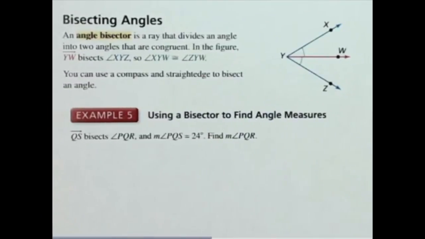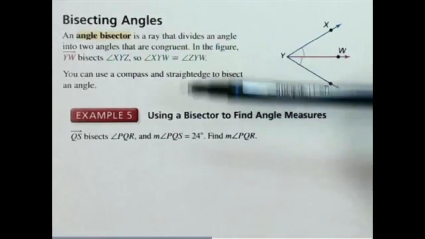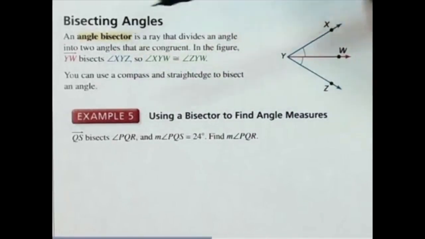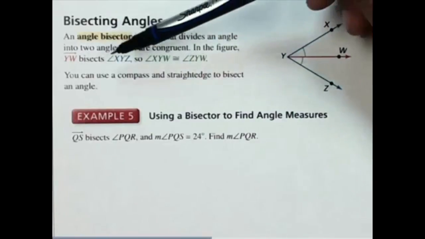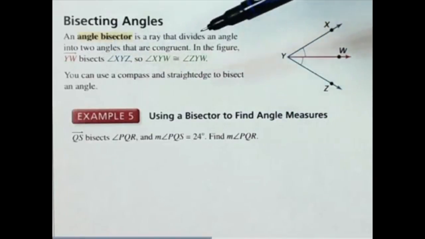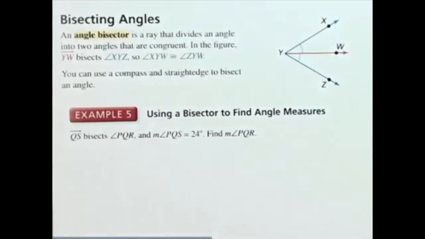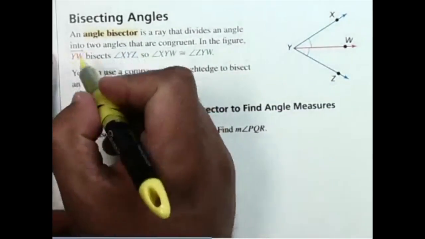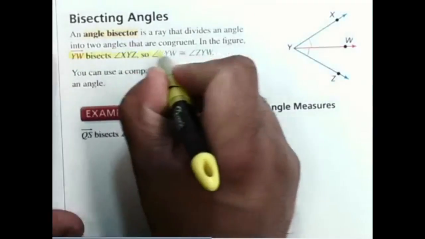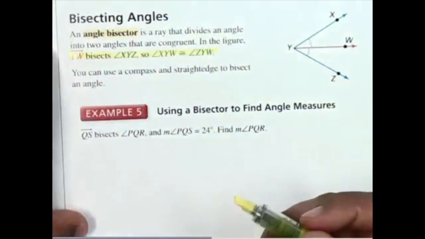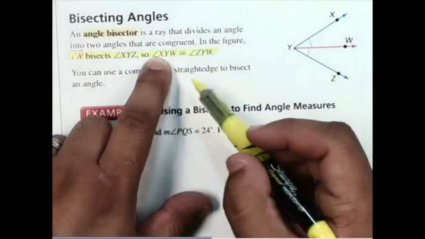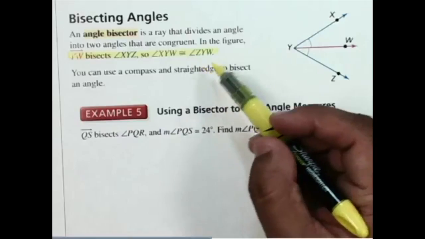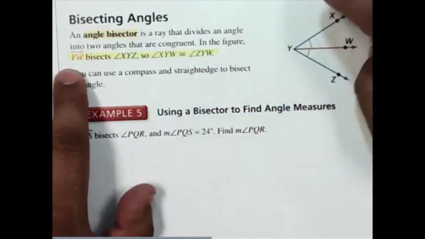All right, and then the last little piece on this part of the notes is going to be bisecting angles. And there's this word right here, angle bisector. Basically, that's a ray that divides the angle into two angles that are congruent. So this is the statement that you need to know. This ray YW bisects angle XYZ. So that means angle XYW is congruent to angle ZYW. Okay? This is probably the common way that you'll see this given to you.